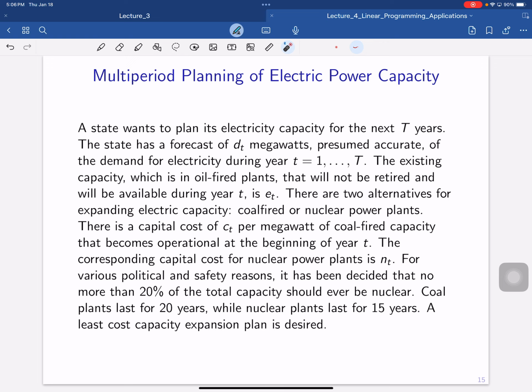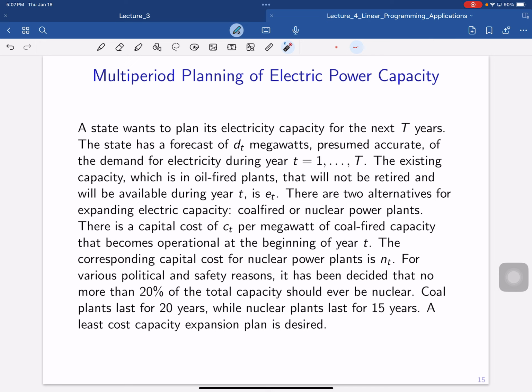As you can see, this problem must be really old. No one is talking about coal-fired power plants nowadays, but let's assume that this is the case. There will be a capital cost CT per megawatt of coal-fired capacity to be operational at the beginning. Of course, if you are going to build a new coal-fired power plant, you need to put money into building that. Similarly, for nuclear power plants, the capital cost is NT.